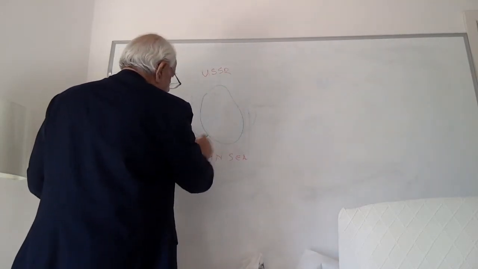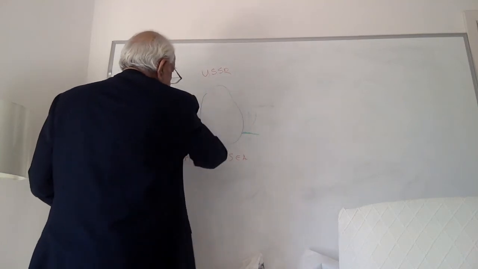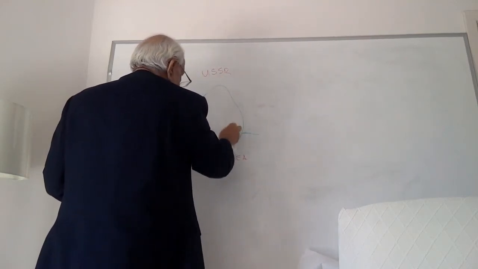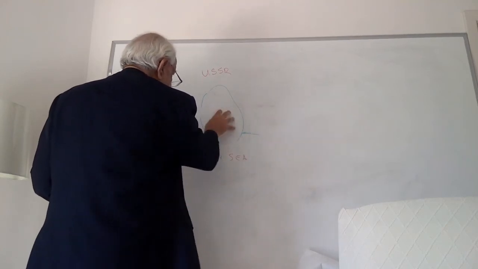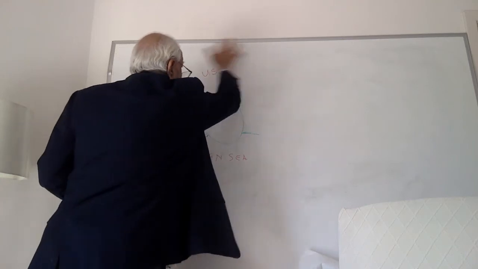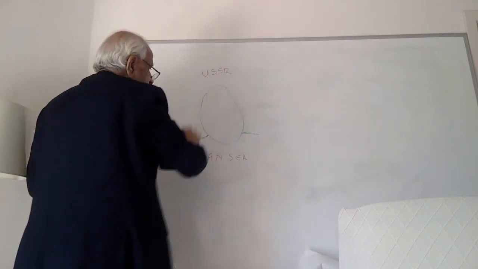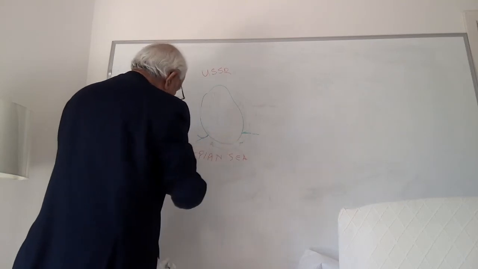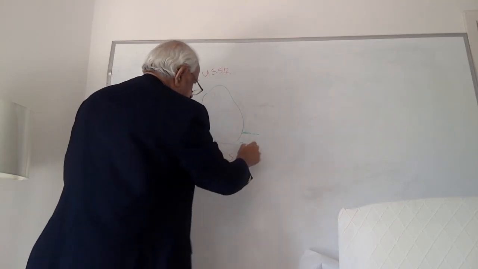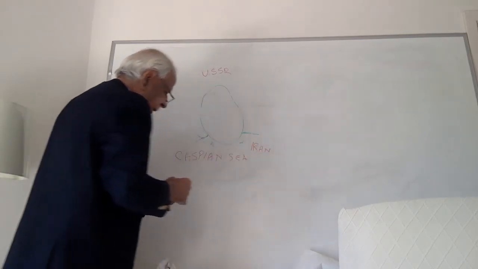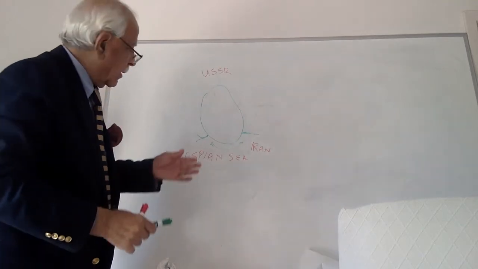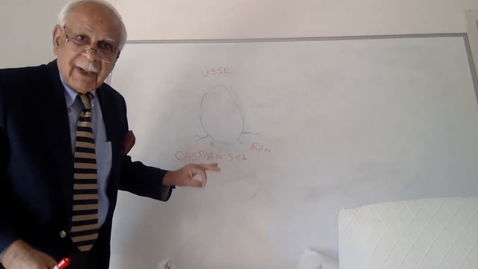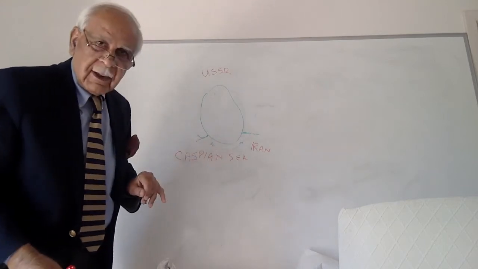All this area, from here up to here, forget the lines, the lines are not helping us. This is the Caspian Sea. All this vast area on the board right here is called the USSR. And here, this area of the Caspian Sea coastline is Iran. So before the breakup of the Soviet Empire, all this portion around the Caspian Sea was under the jurisdiction of the USSR, and only this little part was under the jurisdiction of Iran.